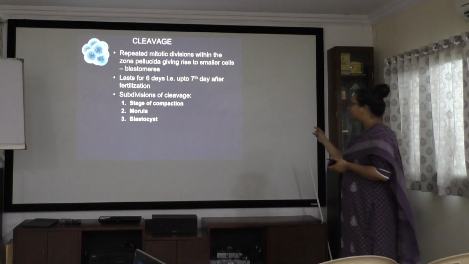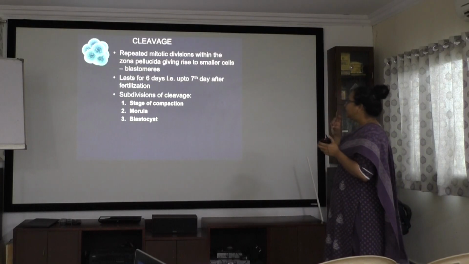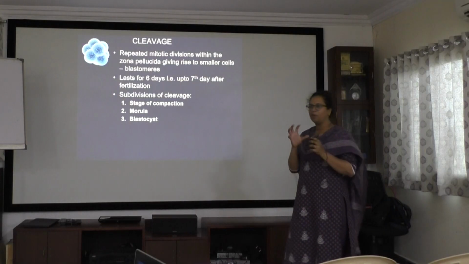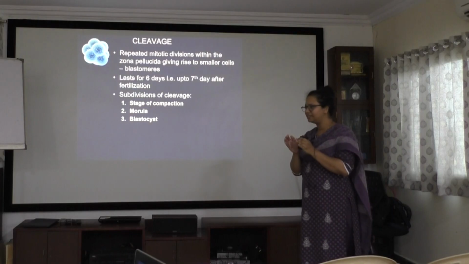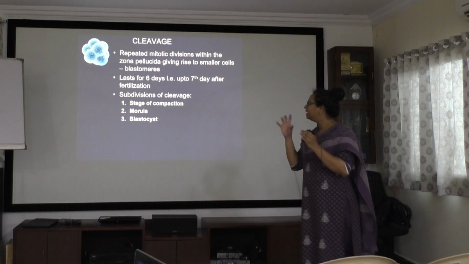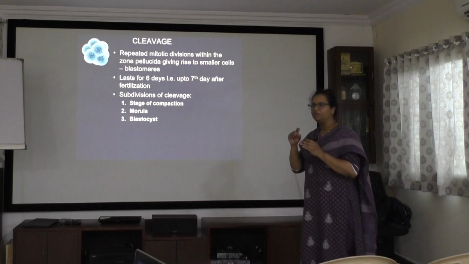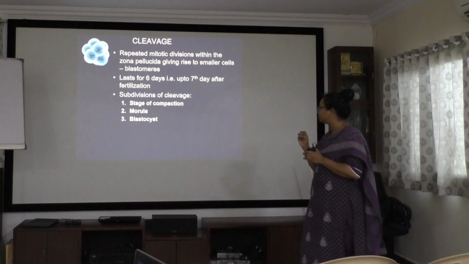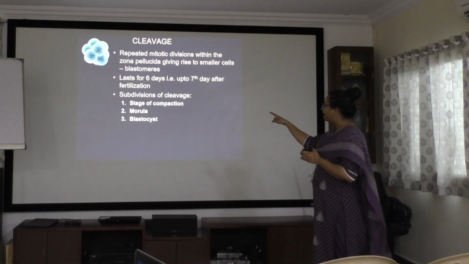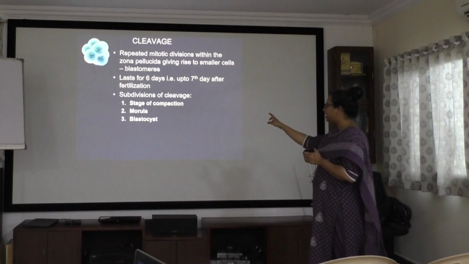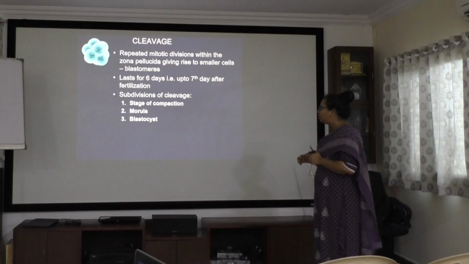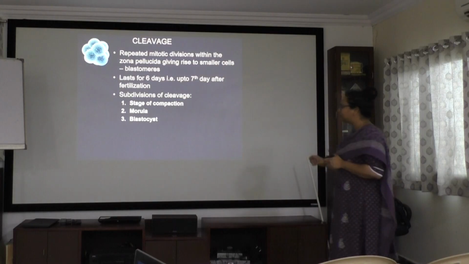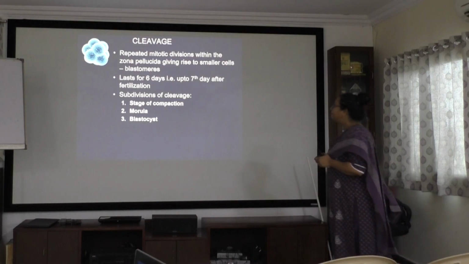Subdivision of cleavage, the stage of compaction: the cells of the zygote get compacted and form the inner cells and the outer layer of cells. Inner cells have gap junctions, whereas the outer cells have tight junctions, which are closely compacted. Then the 16 cell stage is called the morula, which forms on the 3rd day at the 4th division. Then the blastocyst, which is the 32 to 64 cell stage.